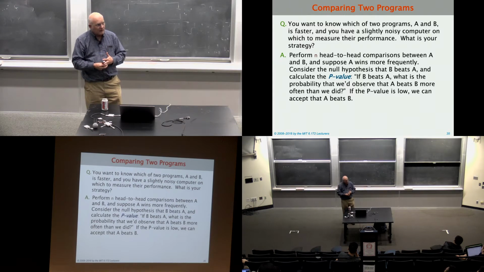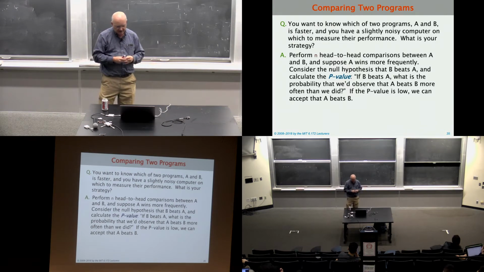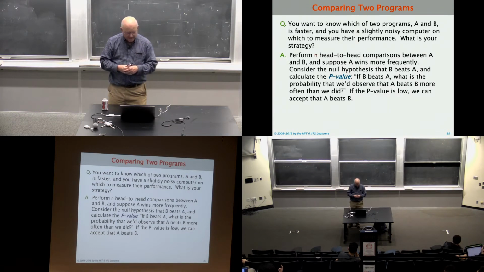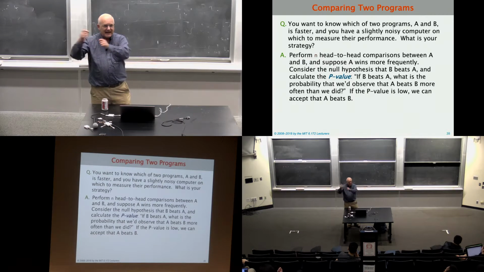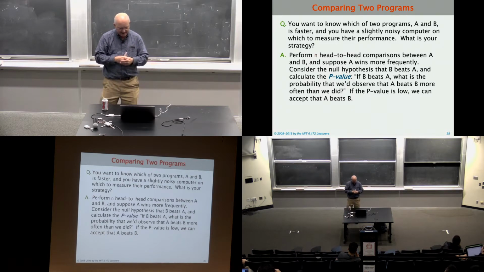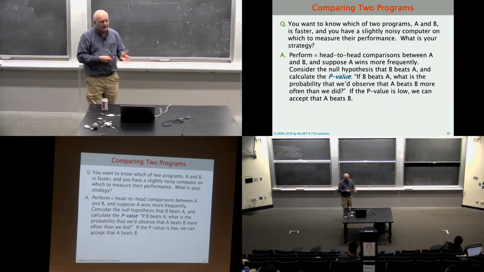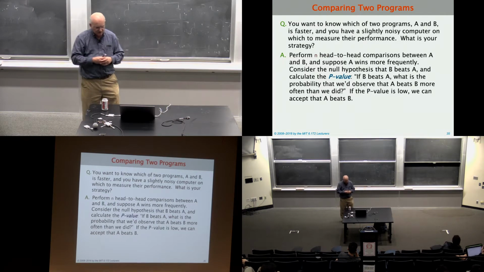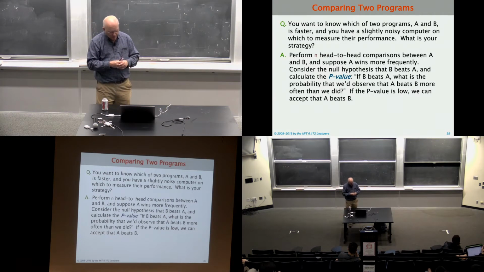Now what we want to do, in the statistics, is state what they call the null hypothesis, which is that B beats A. So even though we see A beats B, the null hypothesis is that we're wrong and that B beats A. What we then calculate is what they call the p-value, which is the probability we'd observe that A beats B more often than we did.